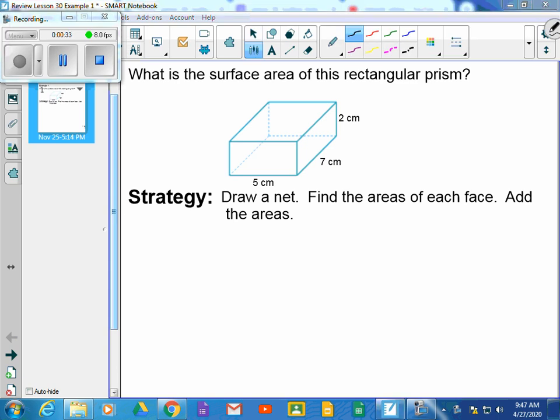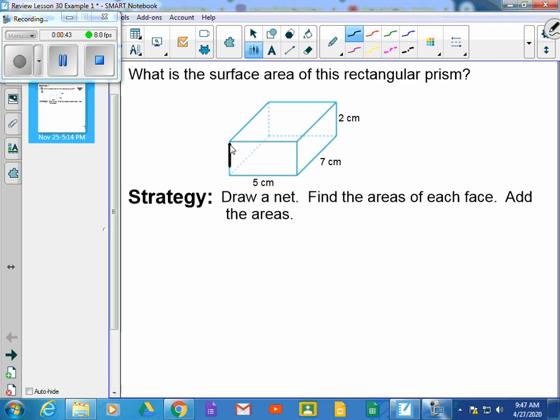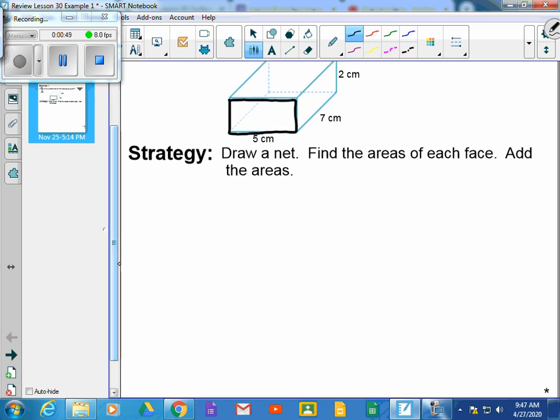And before you draw a net, you should always ask yourself, what shapes are there? Well, a rectangular prism has 6 rectangles. I'm going to outline this first one here, this front one, so that we can focus on that one together. I'm going to start by drawing that rectangle, and I'm going to call it the front. Now I'm also going to label the dimensions on that, which is going to be 5 centimeters by 2 centimeters.